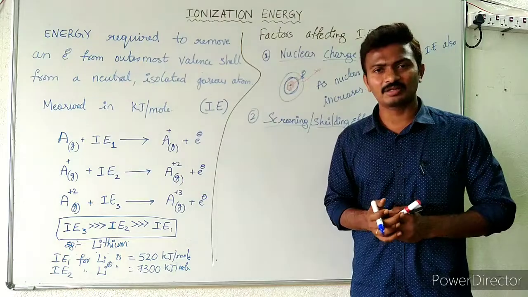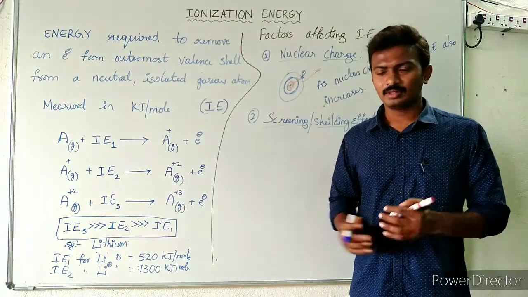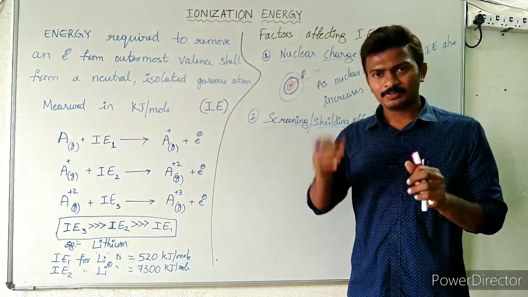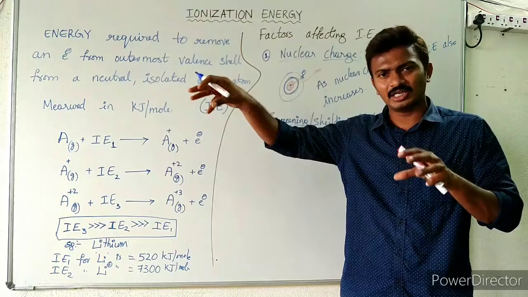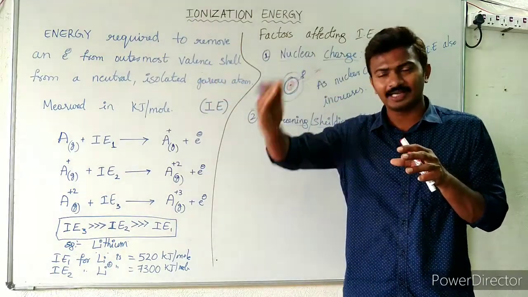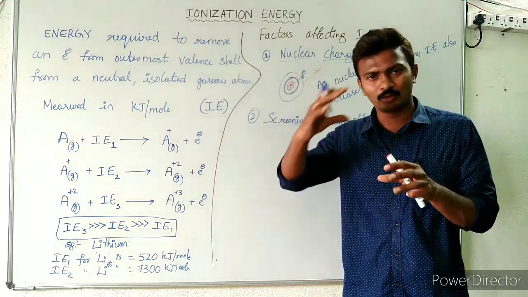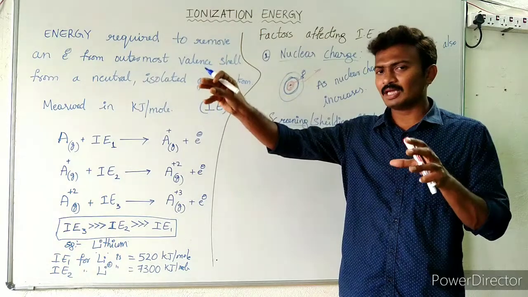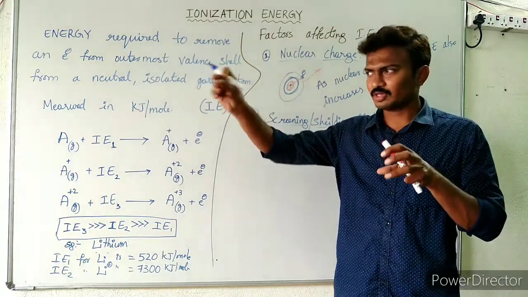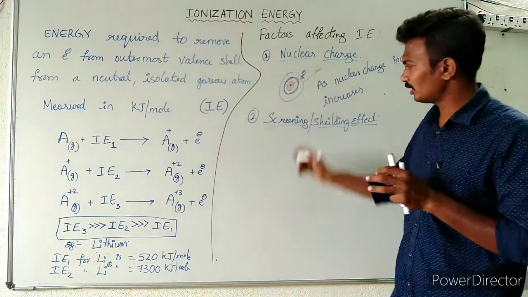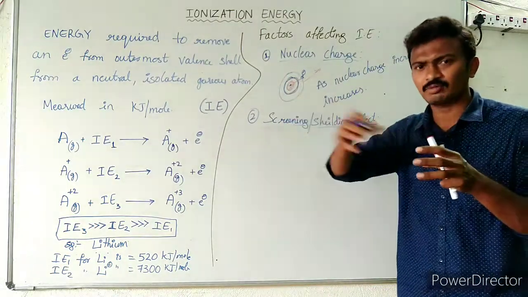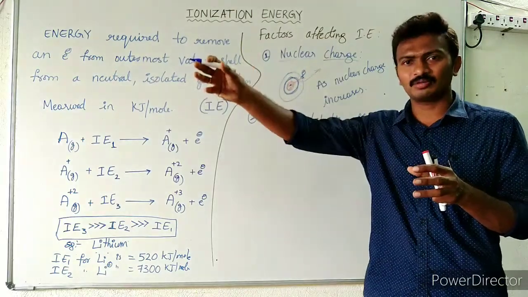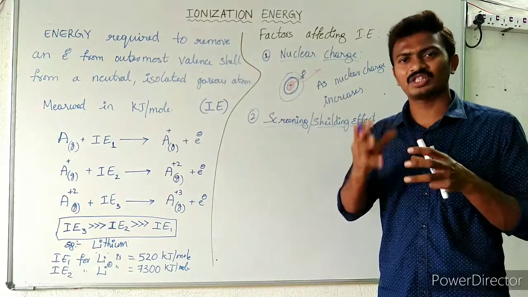So more the number of shells, more will be the shielding, right? If there are more orbitals between the nucleus and the valence electron, that means this valence electron is shielded, protected strongly by more shells with more electrons, right? Therefore that electron will be affected less by the nucleus, so the removal of that electron is easy, right? So this effect is known as what? Screening effect, or what we call the shielding effect. Shielding effect means protecting the outermost valence electron from the nuclear charge.